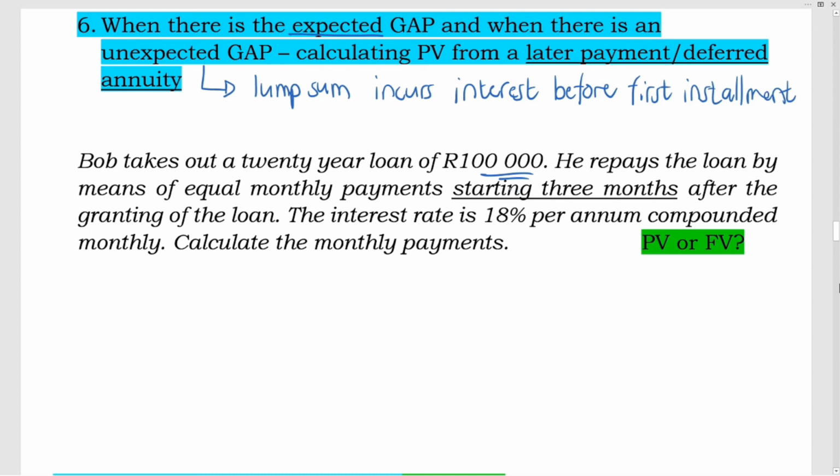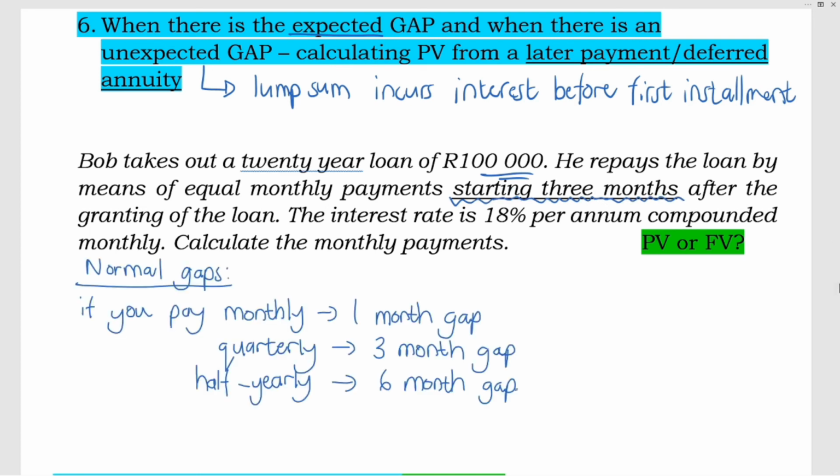So right, the guy takes out a 20-year loan of 100,000 Rand. It's a bit long, but anyway. He repays the loan by means of equal monthly payments, but this time they start 3 months after the granting of the loan. Okay, let's talk about what normal is. We are mostly dealing with monthly, but you will see that there's quarterly and half-yearly questions as well. So let's talk about normal.